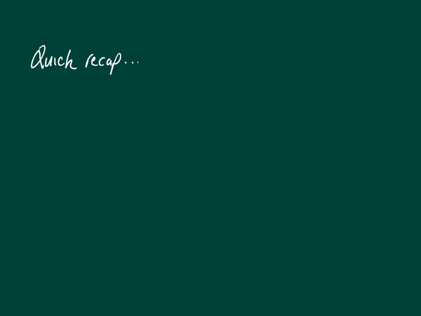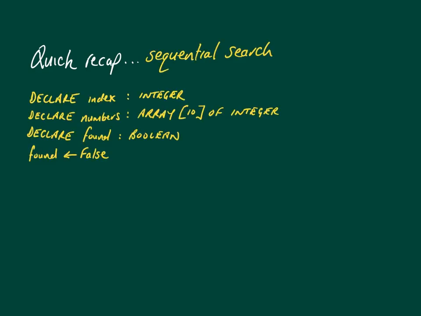So let's have a quick recap before we look at binary searches. If we start with a sequential search, let's draw out the algorithm very quickly. So quickly set up all the variables we're going to use. We've got the index for the loop. We've set up an array of 10 integer numbers, and we set up a Boolean value that we're going to use for the found flag.